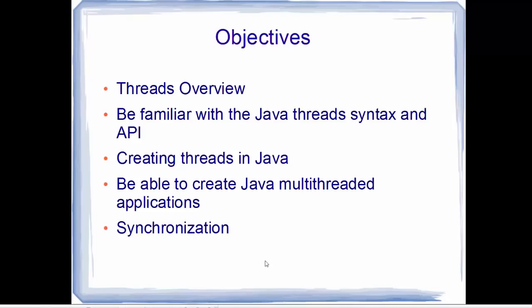Now what are the objectives of this course? The first objective is to give you an overview of threads in Java, and this video is all about that. In the next video we will see how to create our first application which uses threads, and we will get familiar with the Java thread syntax and API.